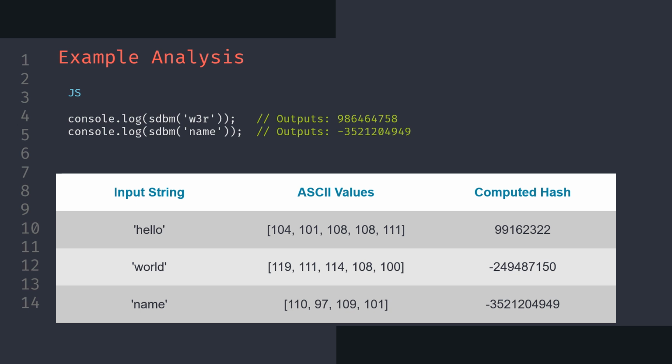This table shows how different strings are converted into their respective ASCII values, and how these values contribute to the final hash output. Despite having similar characters, each string produces a distinct hash.